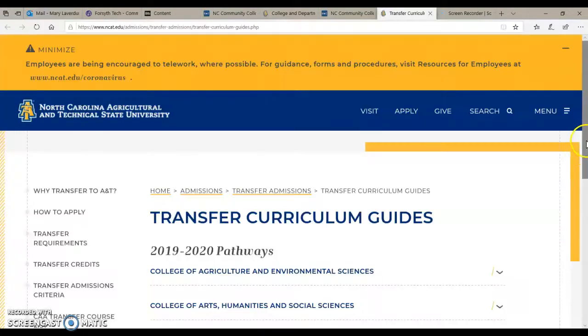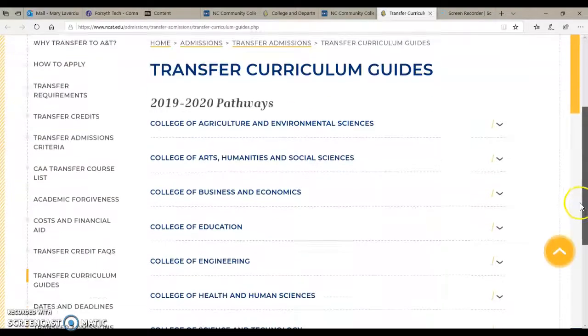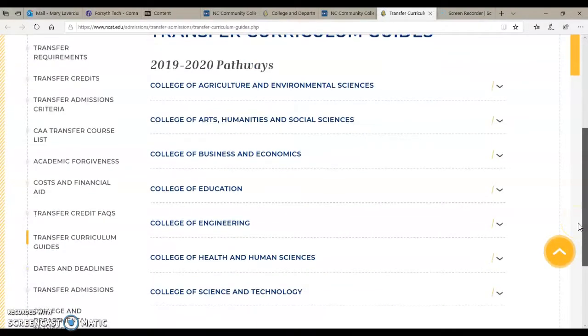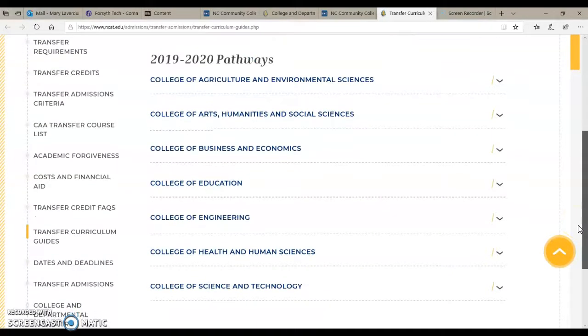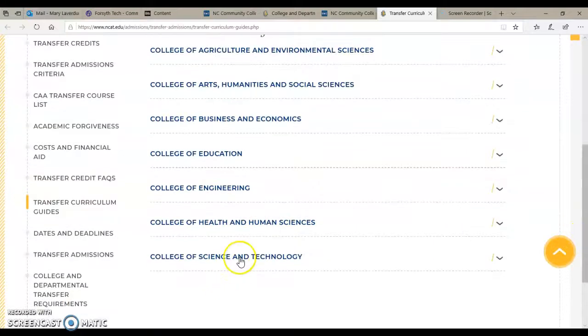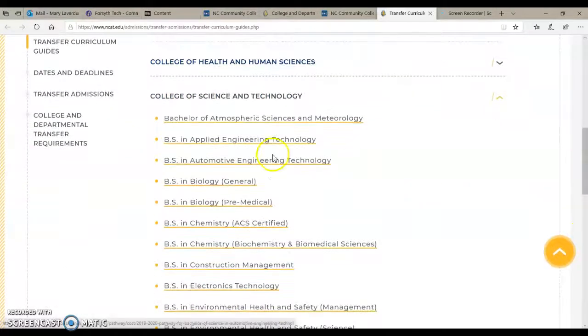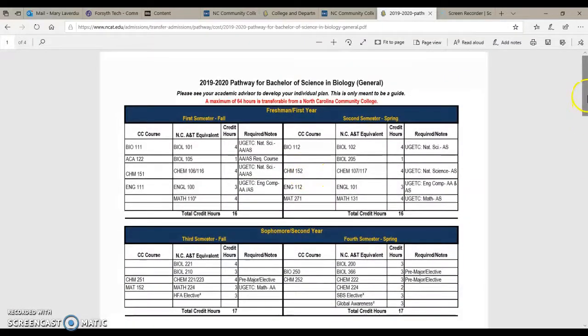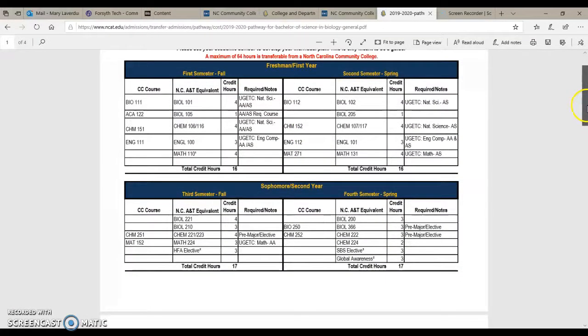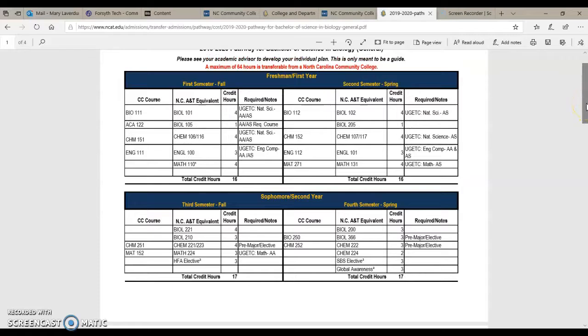and it will take us out to what they're calling the transfer curriculum guides. The goal here is to find your major, and you're going to find your BDP. We're going to choose biology, and it happens to be in the College of Science and Technology. Here is the biology BDP, and the first 2 years really should look very familiar to you.